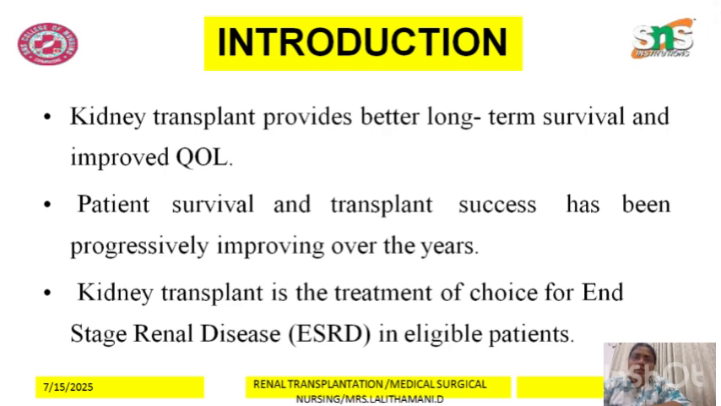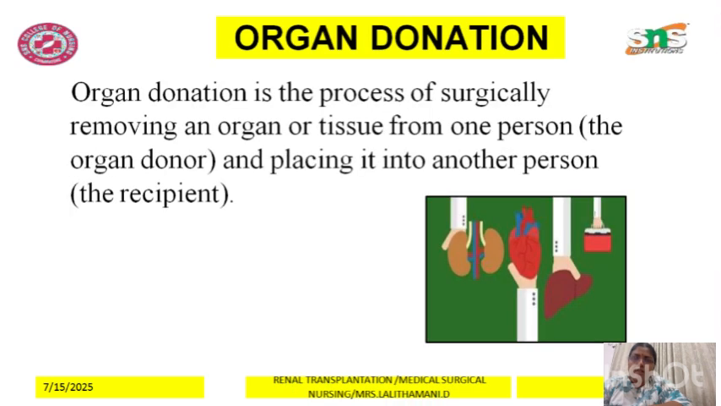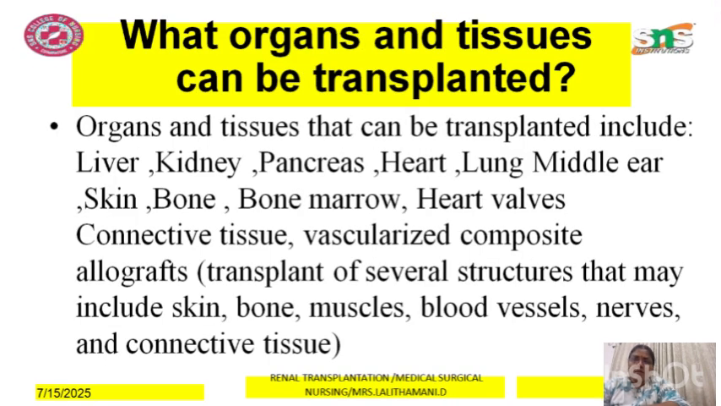Kidney transplant is a treatment for end-stage renal disease, ESRD, or end-stage kidney disease, ESKD. When we talk about organ donation, we need to understand that it is the process of surgically removing an organ or tissue from one person, called the organ donor, and placing it into another person, called the recipient. It may be any organ that can be provided from one person to another patient.